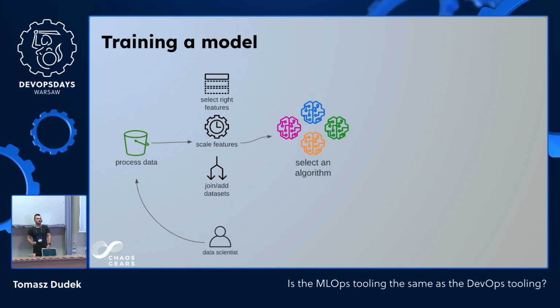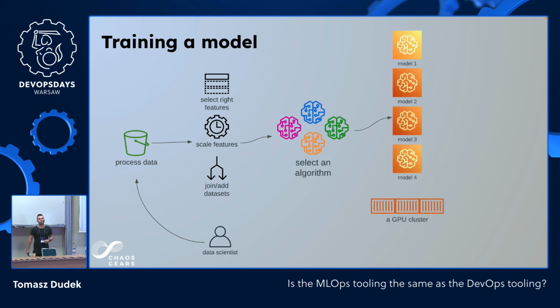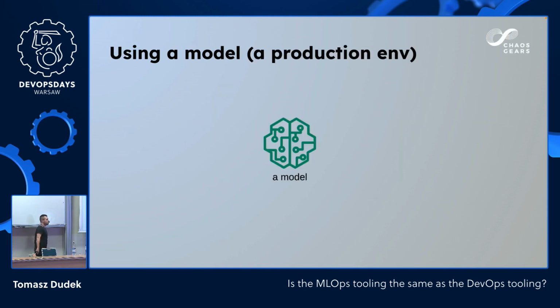Then they select an algorithm, they train various models using some CPU or GPU, and finally, when one of those models seems to be ready to be used, they can then use that to produce a great analysis, for example. But how do they use a model?